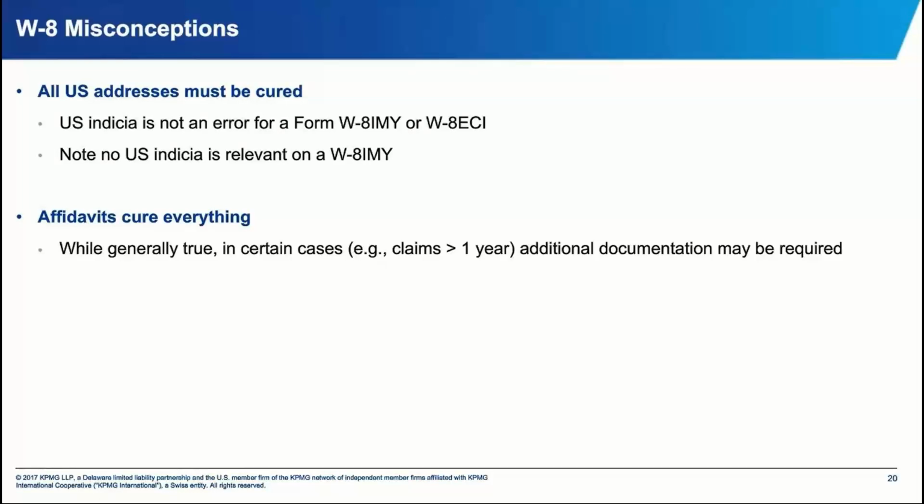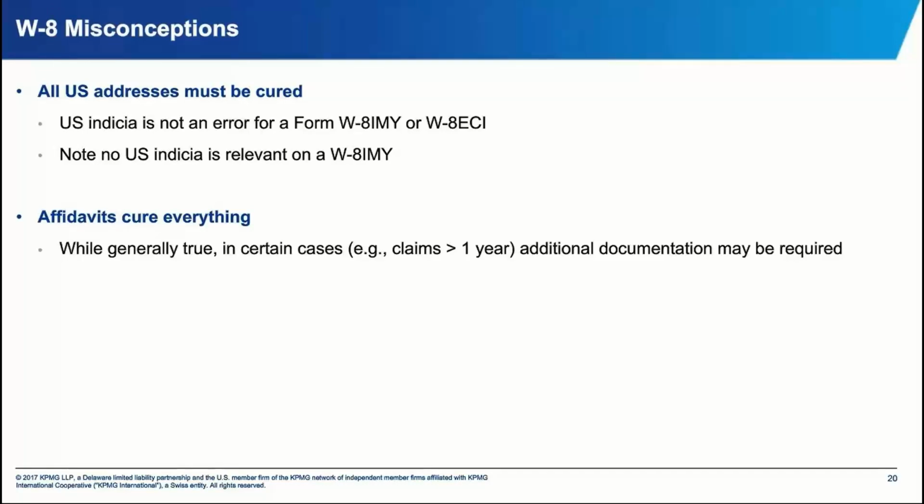So on a W-8 IMY, where the person's saying I'm receiving this payment on behalf of somebody else, we don't care if there's a U.S. address on that form. And then a W-8 ECI, if you remember when we discussed that, that's the non-U.S. person is telling you this income is effectively connected with their U.S. trade or business. So you would actually expect a U.S. address on that form. So that's one area where you would not need to worry about curing those U.S. addresses. In all the other cases, you would need to.